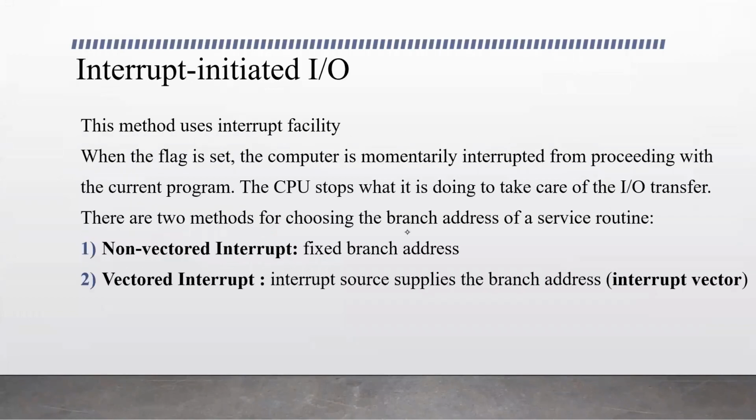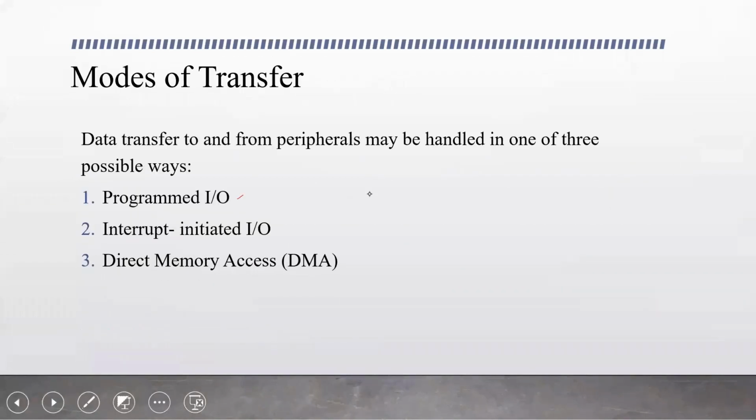In programmed I/O, the I/O transfer is initiated by the set of instructions written in the program. And interrupt initiated I/O is where the I/O transfer is initiated by the interrupt, okay, not through the instructions written in the program. And we have been discussing this interrupt initiated I/O.